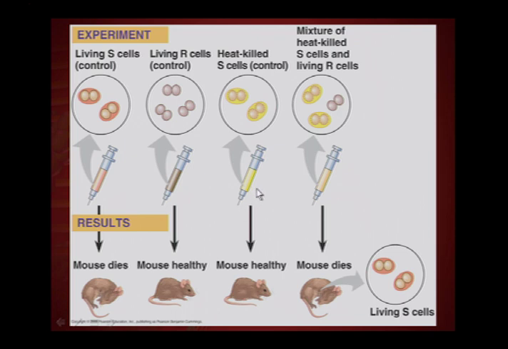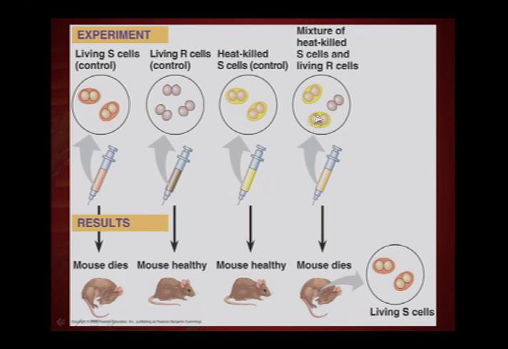And then he did a kind of an unusual thing. He took the heat-killed smooth bacterium, mixed it with live rough, and when he combined those, the mice would die. And when he looked at the lungs, what he was finding was the pathogenic form of the bacterium. So again, this kind of brings you back to 2 possibilities.